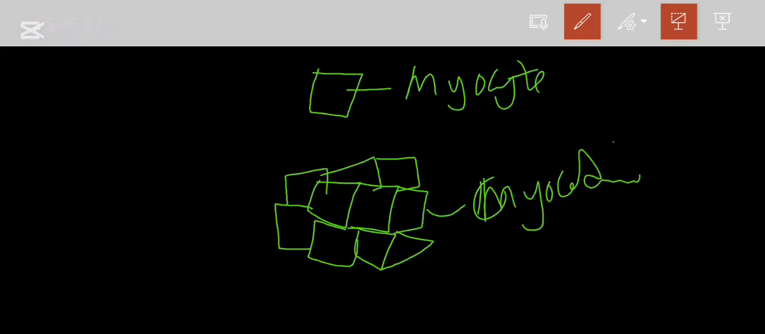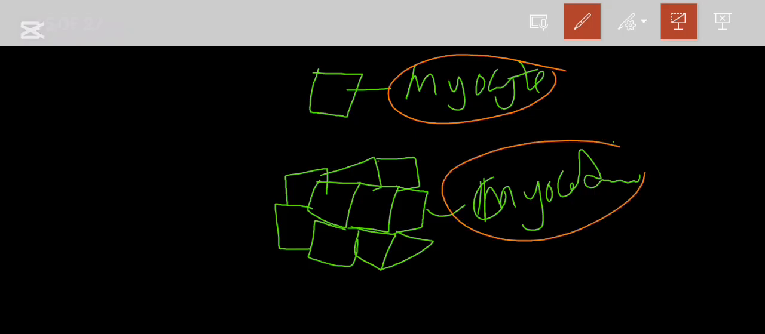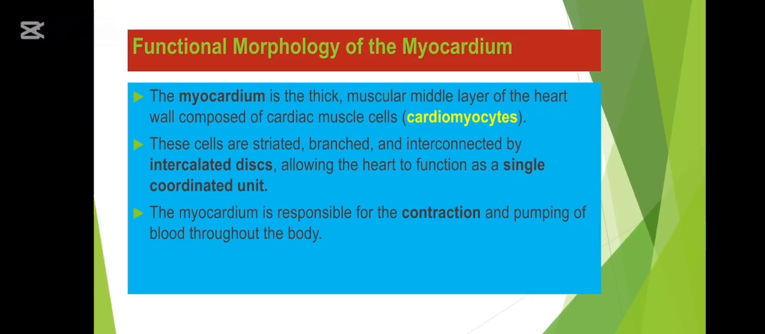So in other words, we are saying that the myocytes, once they combine, because these are cells of the cardiac muscles, they are going to form the myocardium. That's basically what this statement means here.